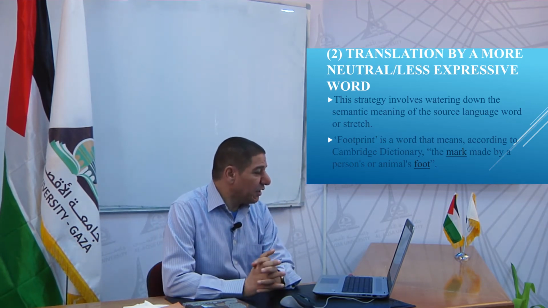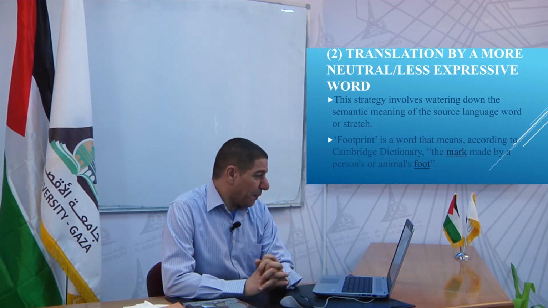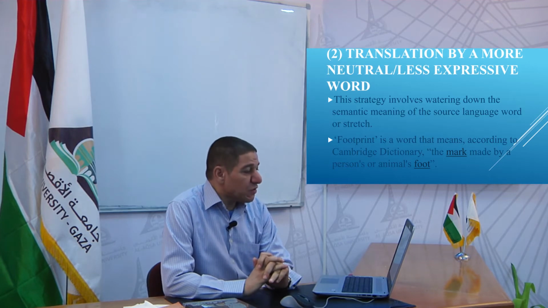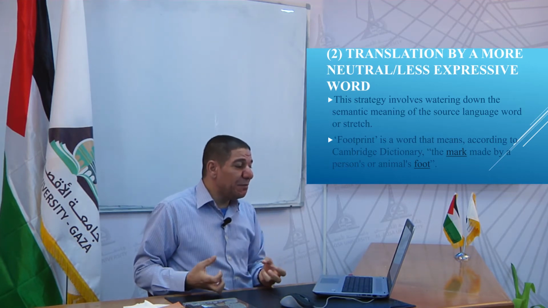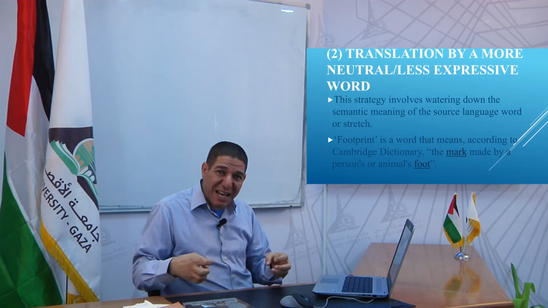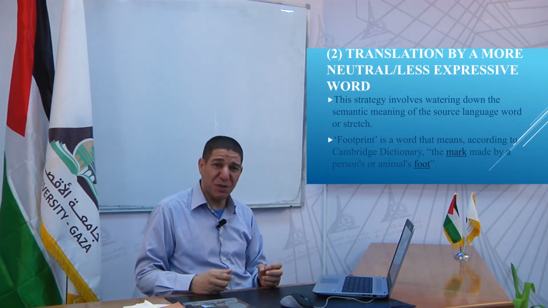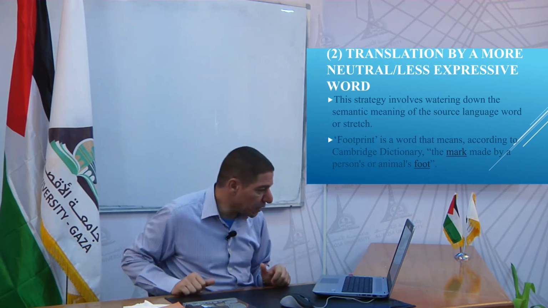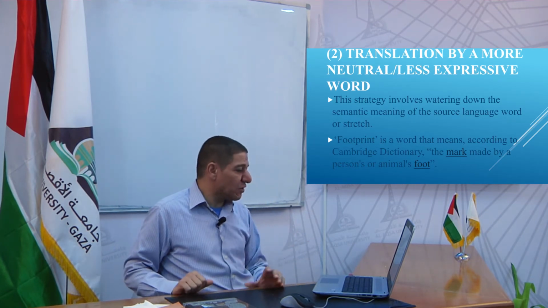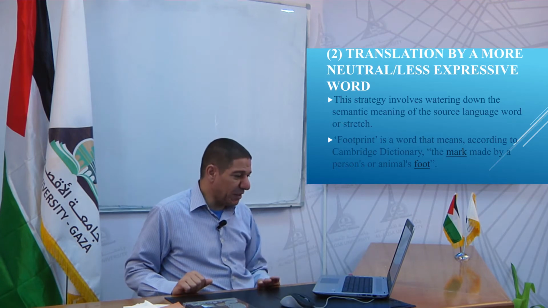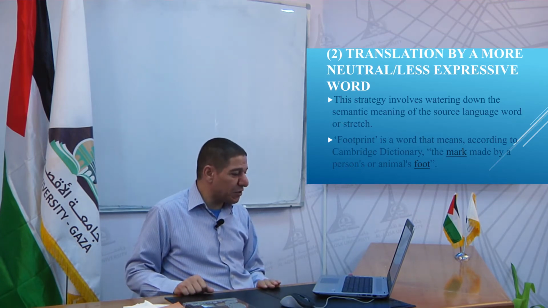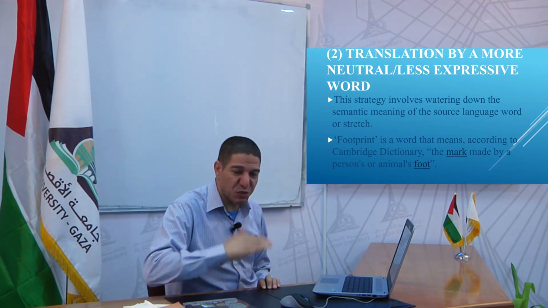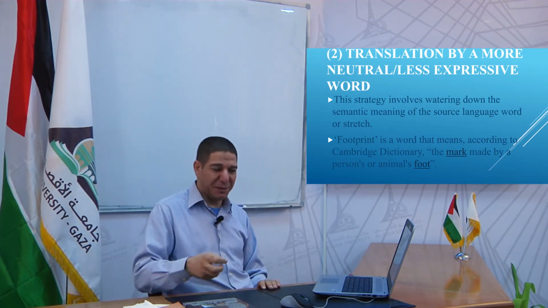This strategy, I mean the neutral and less expressive word strategy, involves watering down the semantic meaning. Watering down is to make it less expressive. Expressive means like balaghi, okay? The source language word or stretch. Footprint, for example, is a word that means, according to Cambridge Dictionary, the mark made by a person's or animal's foot. اللي احنا بنسميه أثر القدم.